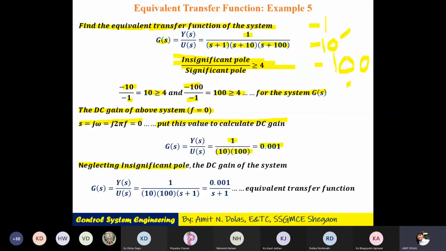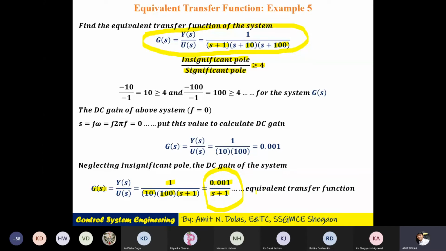Now we will neglect the insignificant poles. Which poles can we neglect? The insignificant ones, that is the -10 one and the -100 one, because they satisfy the ratio insignificant divided by significant greater than or equal to 4. So we'll neglect both of them. Then your transfer function will be 1 divided by 10 into 100 into S plus 1, which is the significant pole now. So it will finally be 0.001 divided by S plus 1. So this is the equivalent or reduced transfer function of the given transfer function.